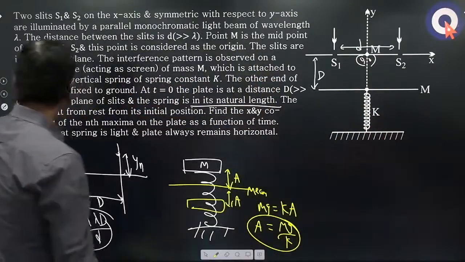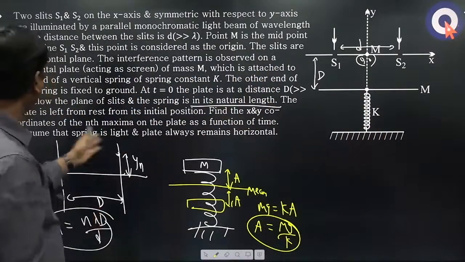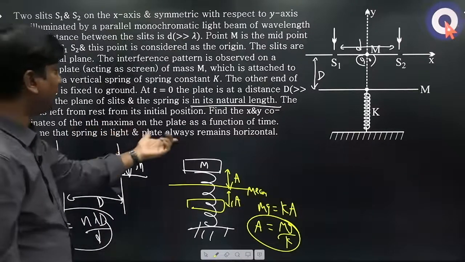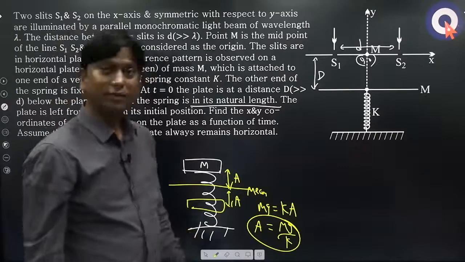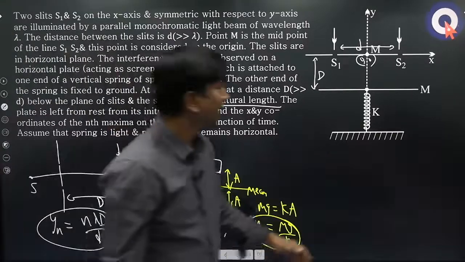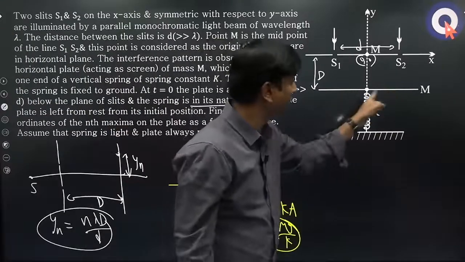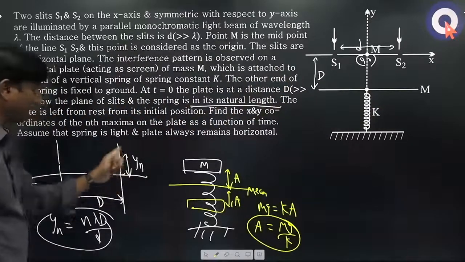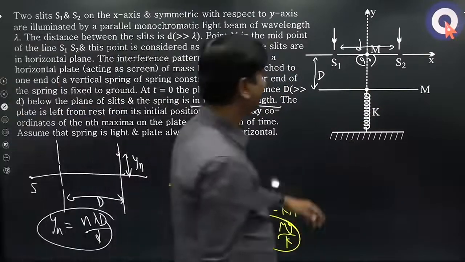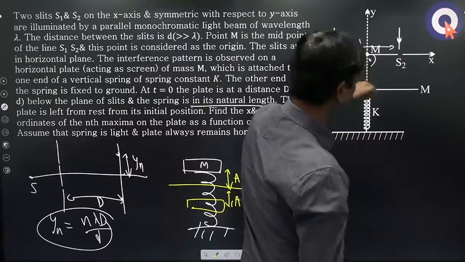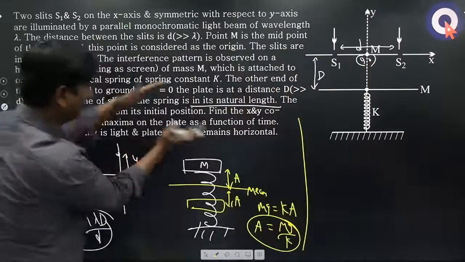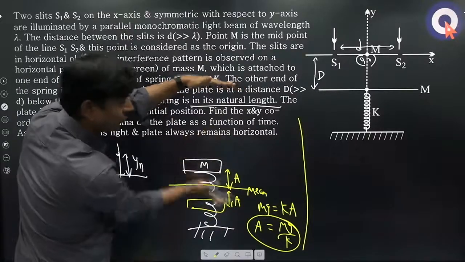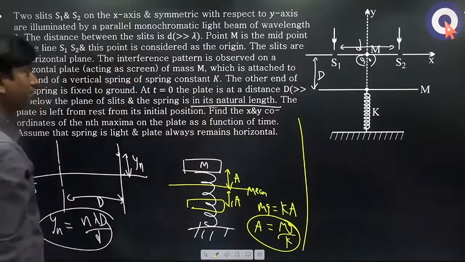Now they are asking: find the x and y coordinates of the nth maxima on the plate as a function of time. Right, the nth maxima. So what is the x coordinate and y coordinate? Here the x coordinate is what we are showing here as yn, and this is the y coordinate for them. Just the figure we were taking like this, inverted like this, and it is oscillating, right?